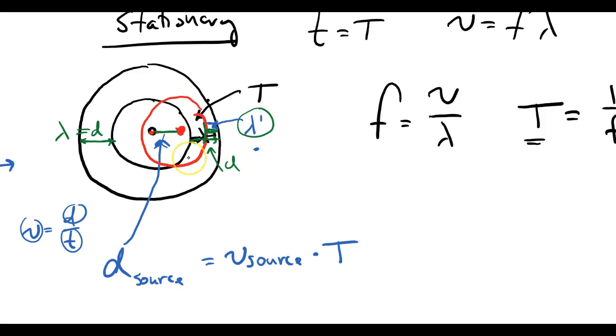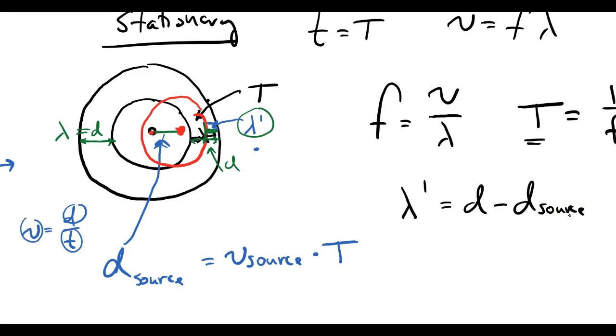Okay? If you see that, wavelength prime equals the original distance minus the distance that the source moved. So this was my original wavelength there. That's the original distance that we were at, and then minus the distance the source moved.